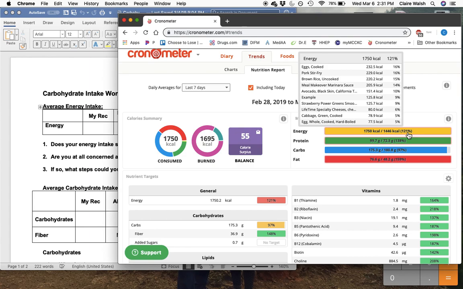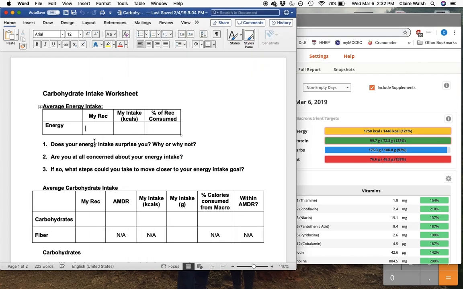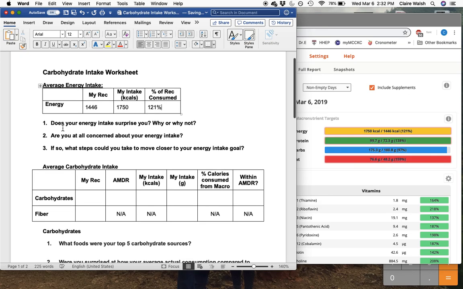Hopefully that makes sense. So I'm going to pull this information into my table. My energy recommendation was 1,446 calories. My actual intake was 1,750 calories on average. So that was 121% of the recommendation. And then I would go ahead and answer these questions here.